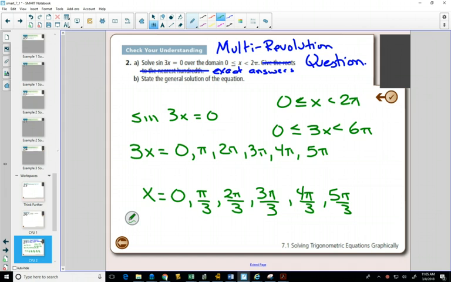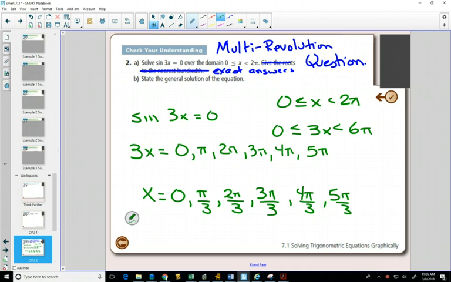And if we look at all of our final answers for x, they are all between 0 and 2 pi. Because 2 pi is the same as 6 pi over 3. And notice that our biggest answer is less than 6 pi over 3. All of our answers are between 0 and 2 pi.